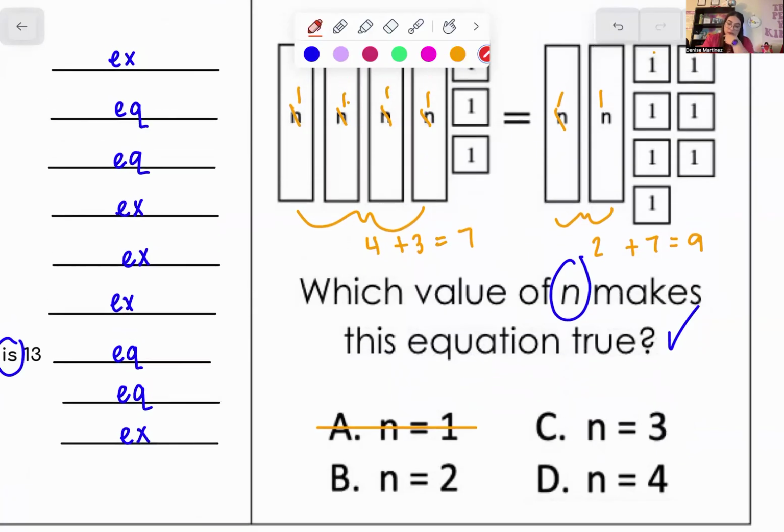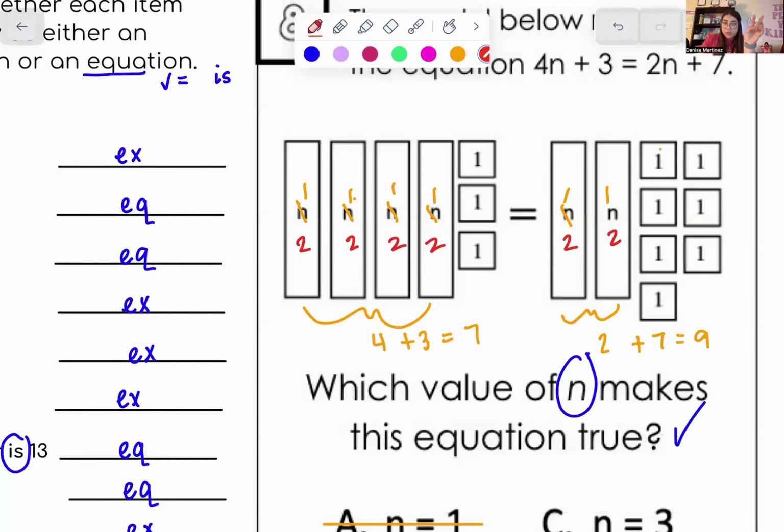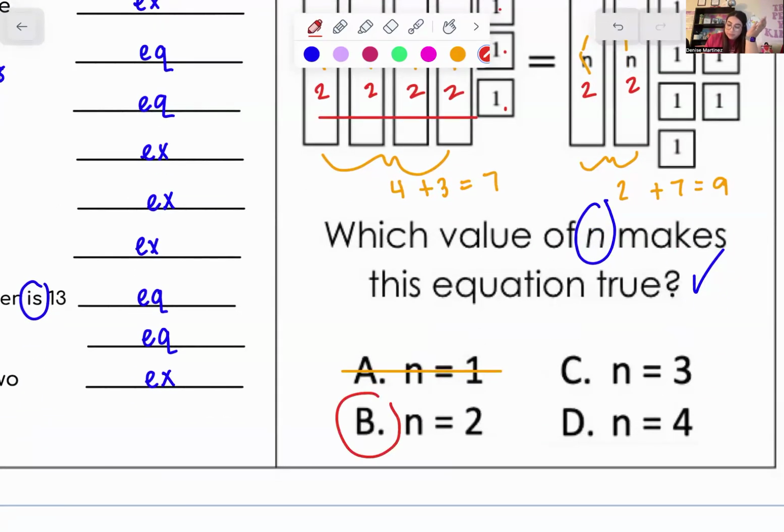Let's try 2. Where I see a letter, I'm going to replace it with the 2. 2 plus 2 is 4. 4 plus 2 is 6. And then 6 plus 2 is 8. So this is 8 plus 1, 2, 3. We get 11. In order for this to be my answer, I should get 11 on the other side. So 2 plus 2 is 4. 4 plus 7 is 11. So B is the correct answer because I'm getting the same answer on both sides.